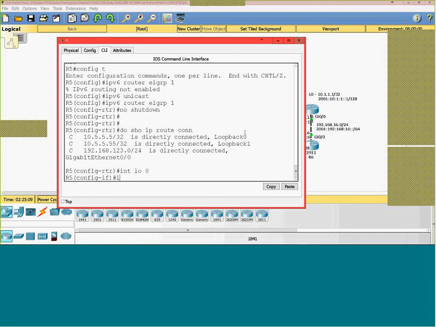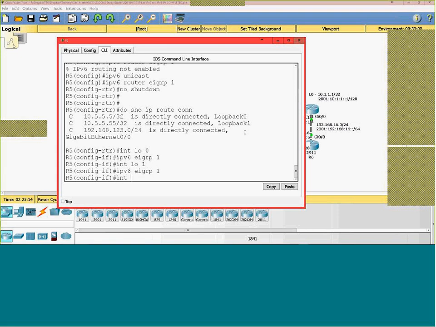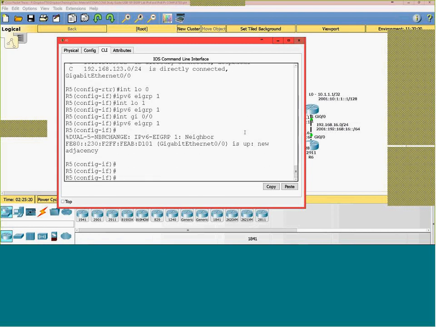Interface L0, IPv6 EIGRP1, L1, and interface GI00. And I should get an adjacency. Notice that the adjacency is formed using link local addresses, not global unicast addresses. All of my routing updates, my hello packets, they all are sent and received using these link local addresses and not global unicast addresses. So those link local addresses play a really, really important role in IPv6.